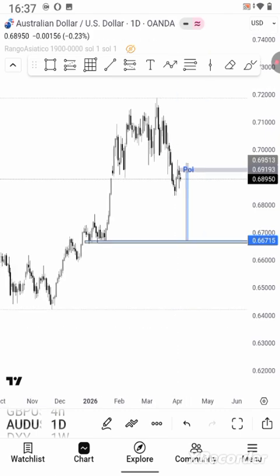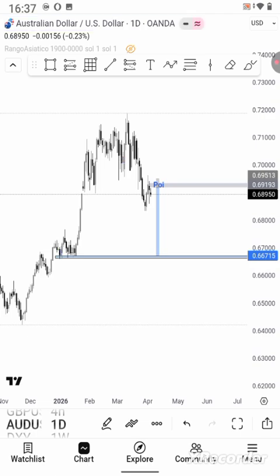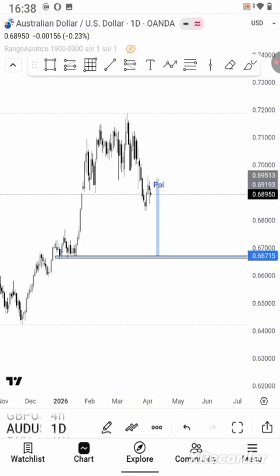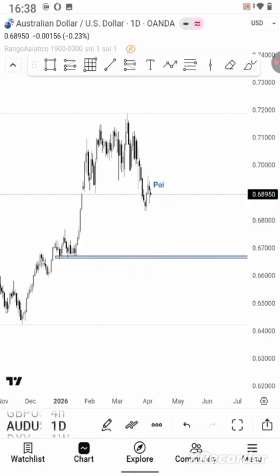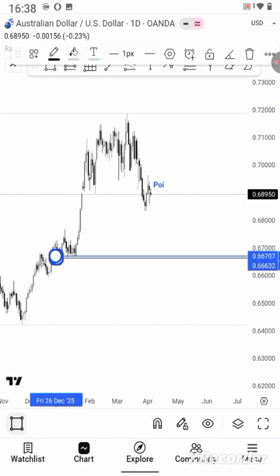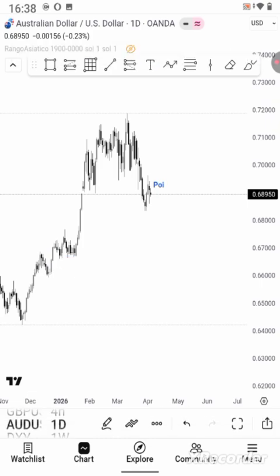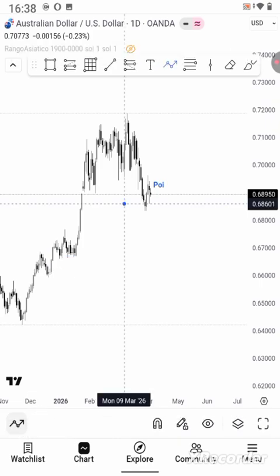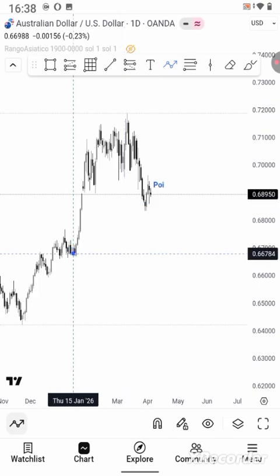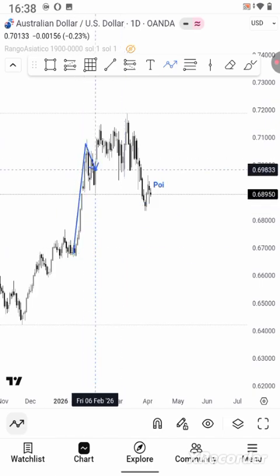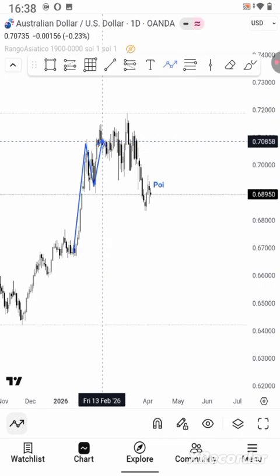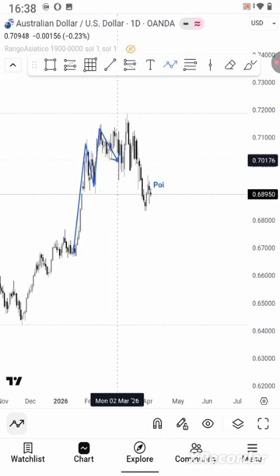and as you know, I use breaker blocks for choosing my POIs and also my entries. So let's quickly run the market structure. So this is higher high, higher low, higher high, higher low. I did a video on simple market structure, very important video, you can watch it too.